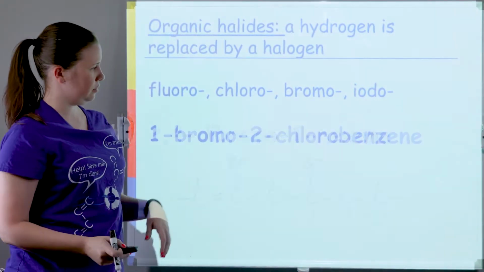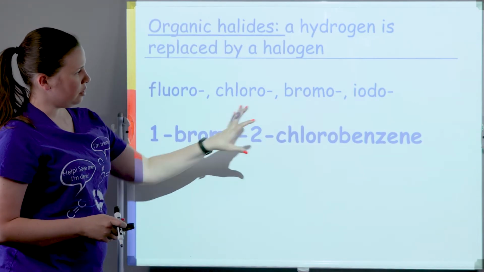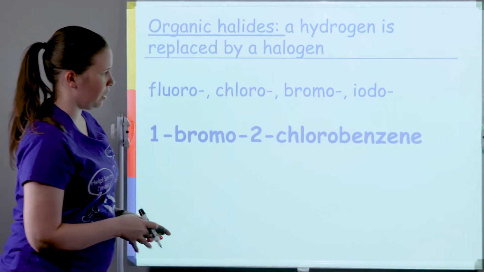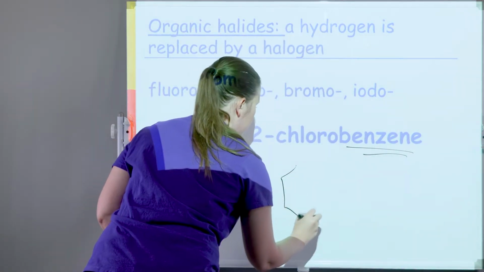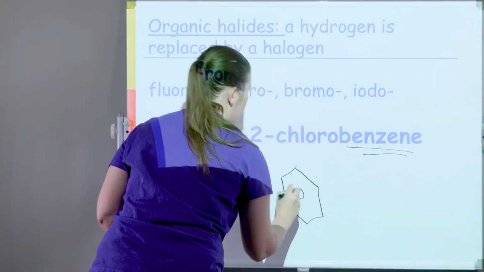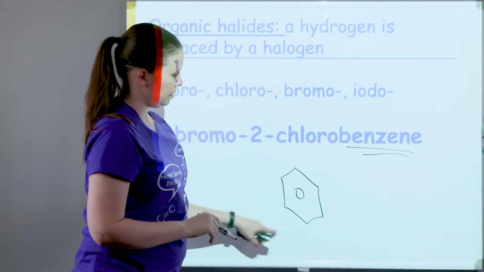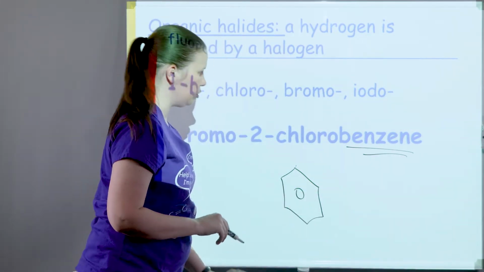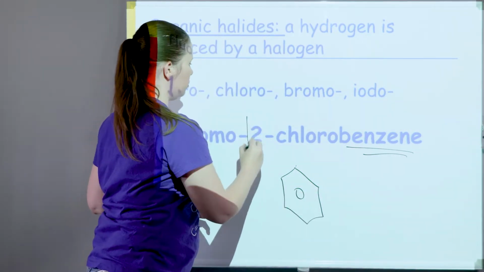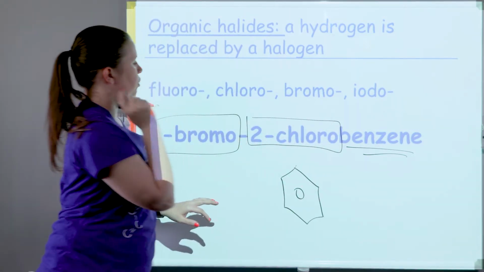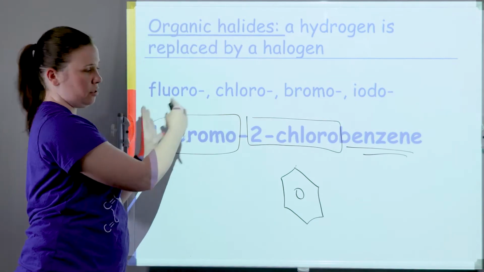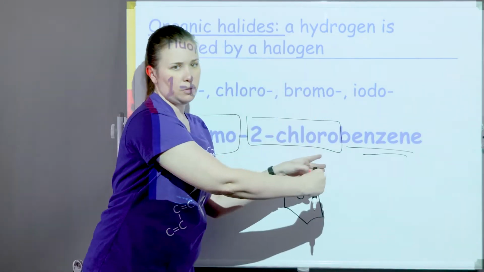Okay, so let's try benzene with some halogen attachments. So benzene, we know, has that six-sided shape with the circle in the middle. So let's look at our two separate attachments. We have a 2-chloro and a 1-bromo. So this is giving me the location of the bromine and the location of the chlorine.